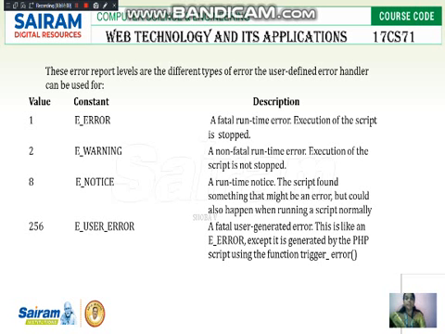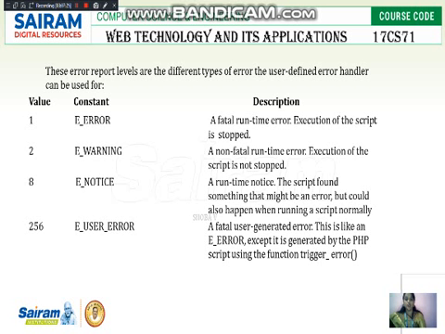And these are the error reporting levels of different types. We can see the constant reporting level, and for that I have given a value, and based on this we will see the descriptions of each and every one. E_ERROR. This is a fatal runtime error. The execution of the script is stopped. E_WARNING. A non-fatal runtime error. The execution is not stopped.